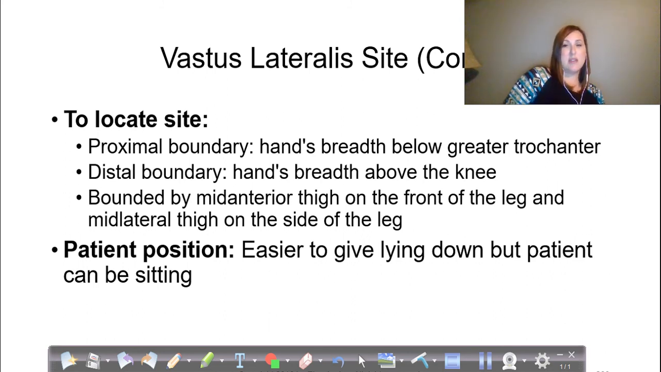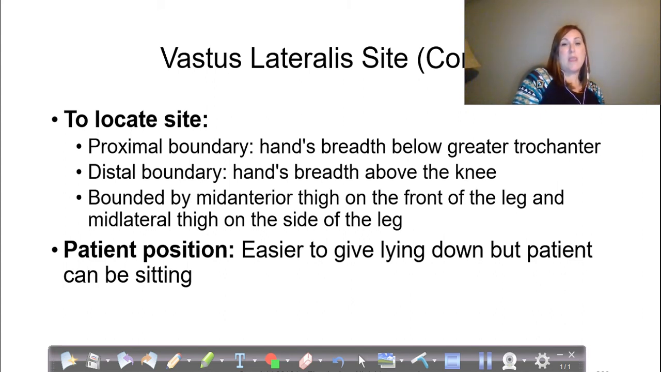So again, the top of your femur, and your distal boundary. Remember, proximal is closest to you, closest in proximity. Your distal boundary is the farthest distance away from you. So the proximal boundary is a hand's breadth below the greater trochanter, and the distal boundary is a hand's breadth above the knee. It's bounded by the mid-anterior thigh on the front of the leg and the mid-lateral thigh on the side of the leg.